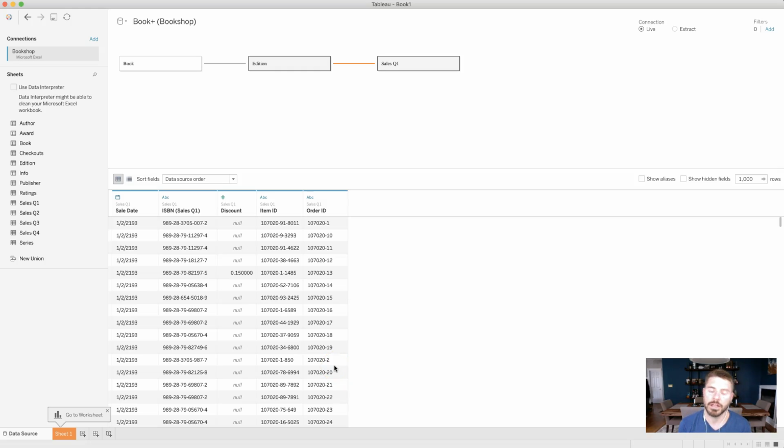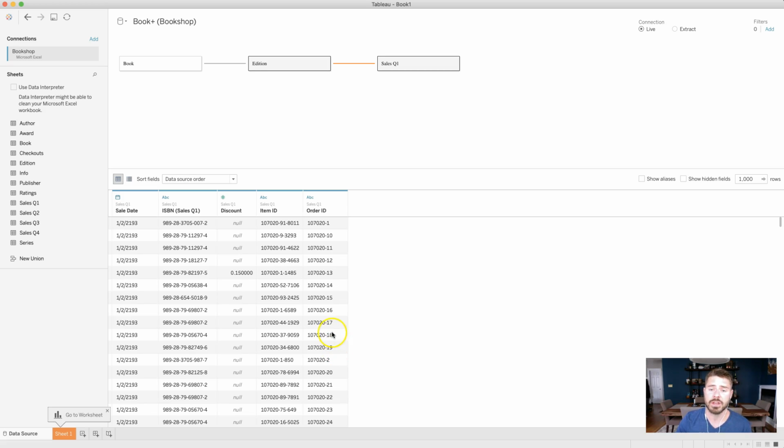So there are, in addition to relationships, several different types of data composition functions that we can use in Tableau. Each one of them has a different purpose and is useful in different circumstances. So in this particular video, we're going to be talking about unions.